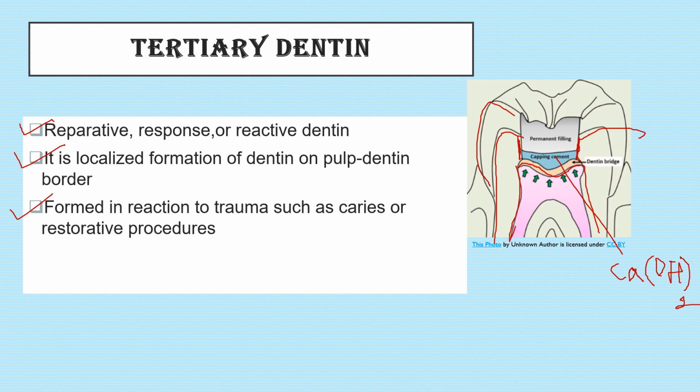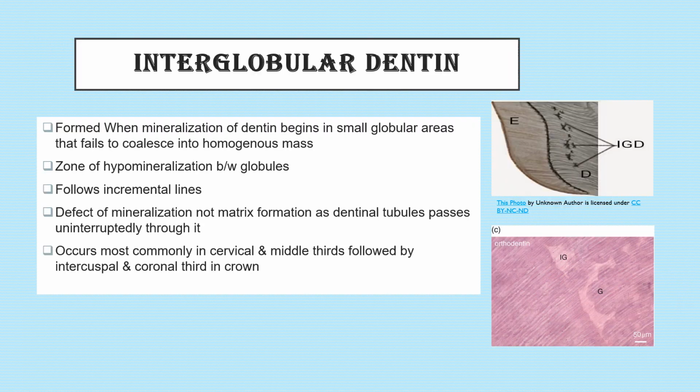Okay, so we place the calcium hydroxide over the pulpodentinal junction, and after that we place a filling. The procedure is different, but for the short term I am telling this. So the placement of this cement stimulates the odontoblastic layer of the pulp, which regenerates the dentin, which is known as the tertiary dentin. Okay, now what is interglobular dentin?